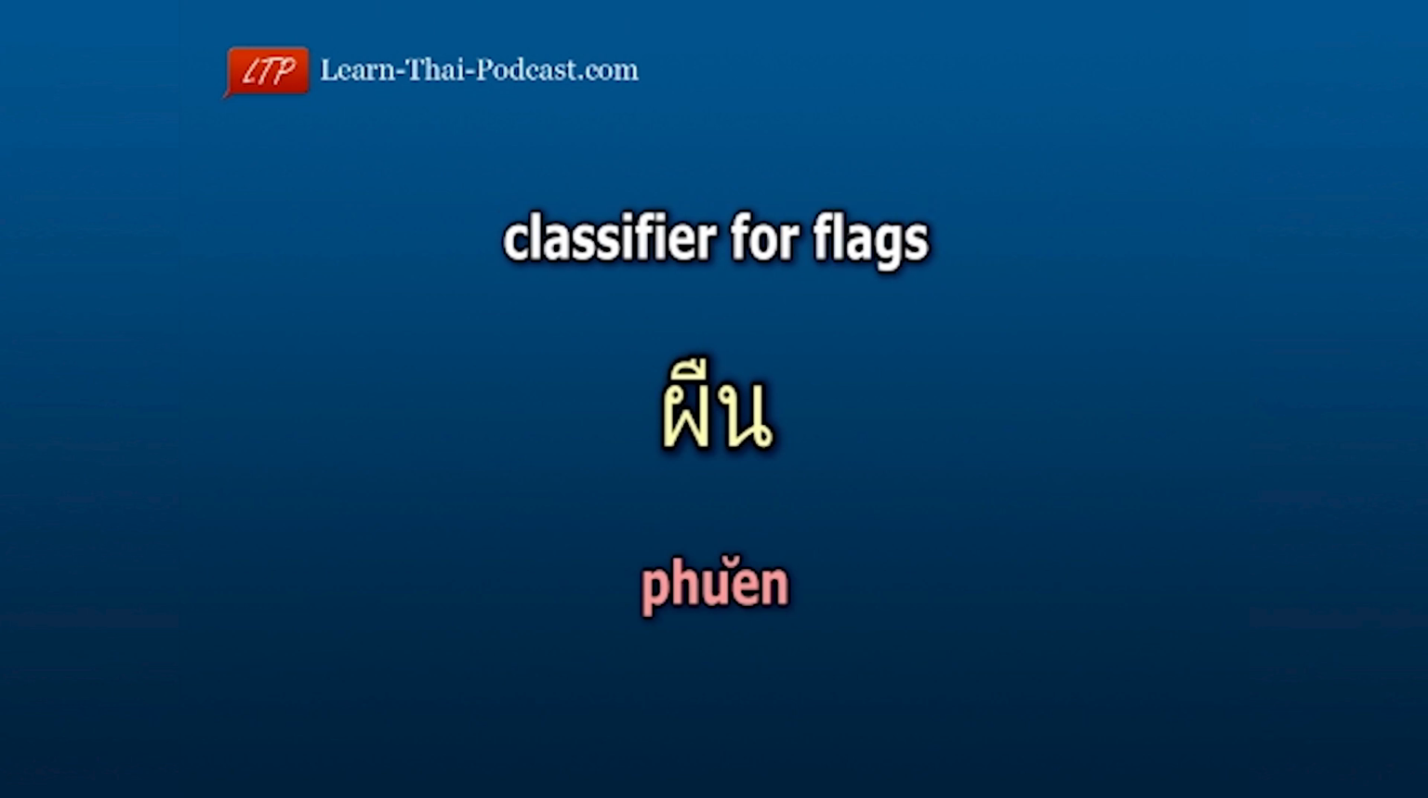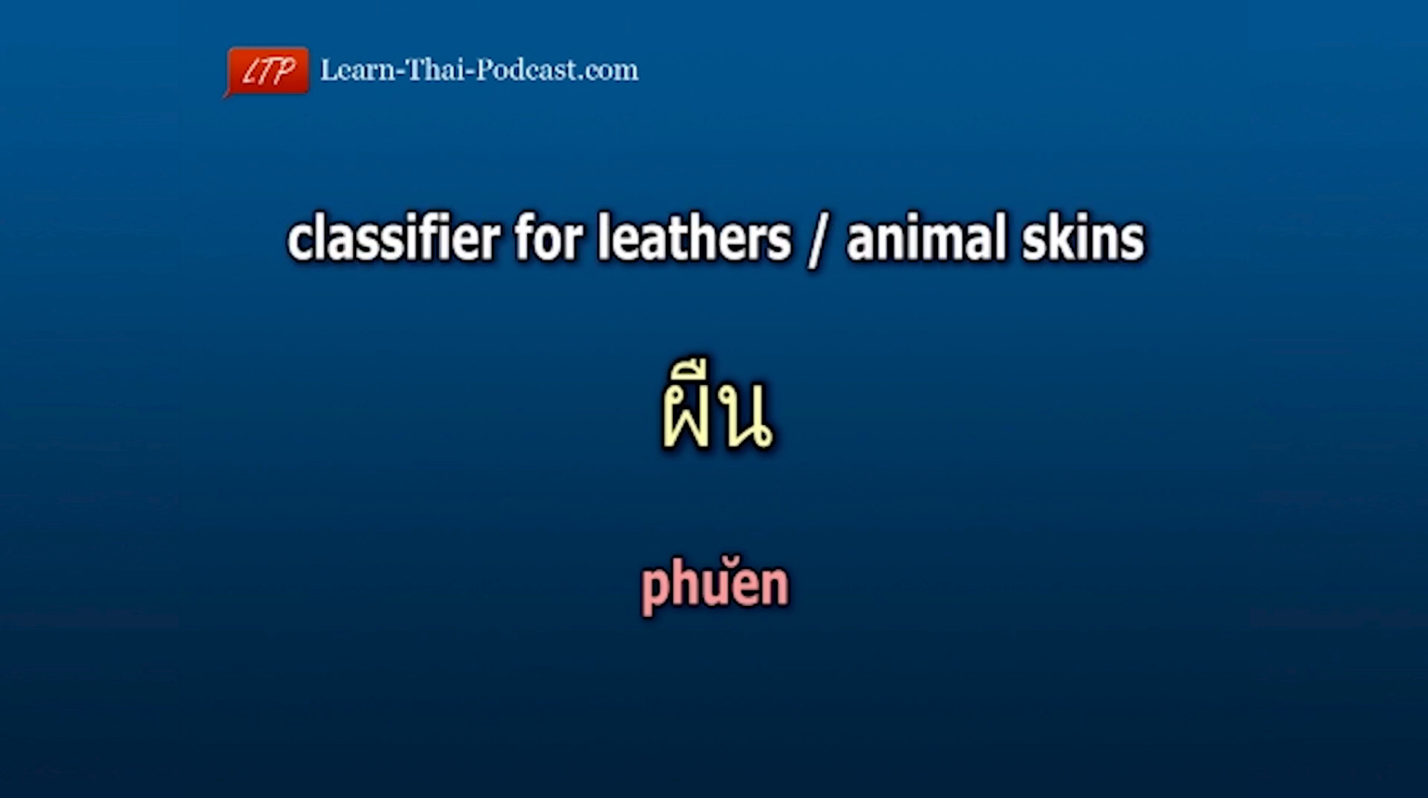Classifier for flags, ผืน. Classifier for sarongs, ผืน. Classifier for nets, ผืน. Classifier for leathers or animal skin, ผืน.